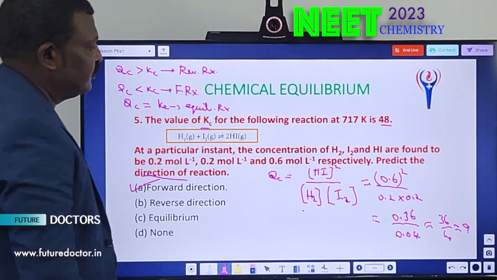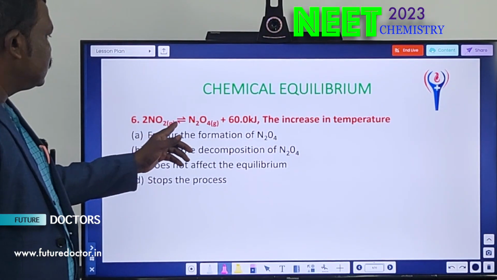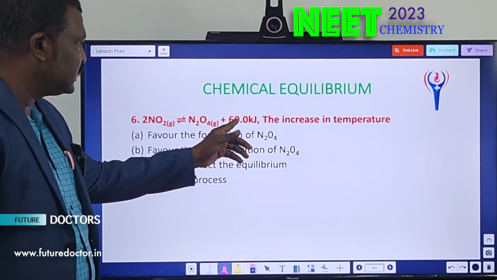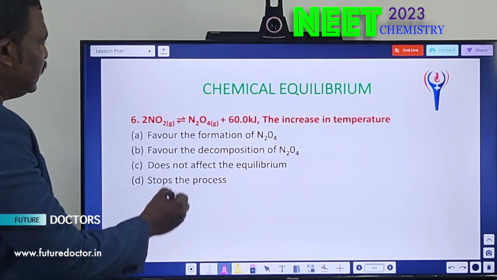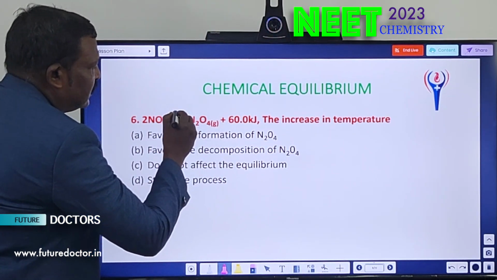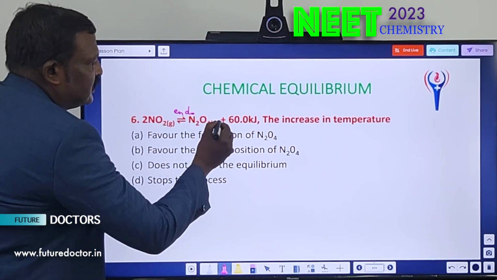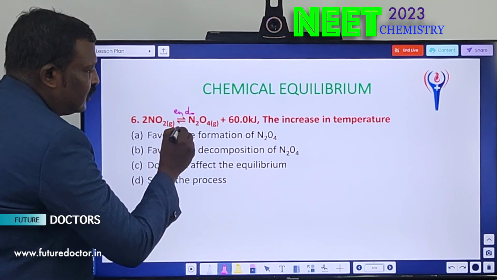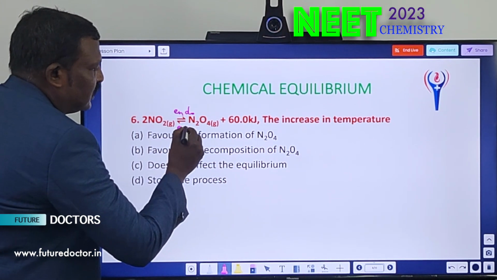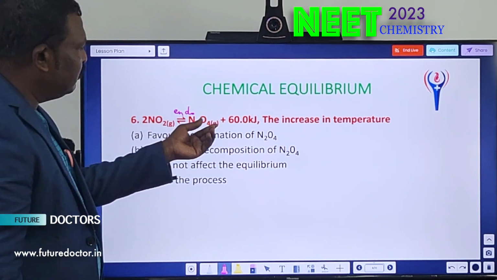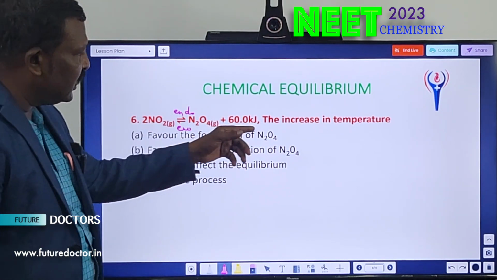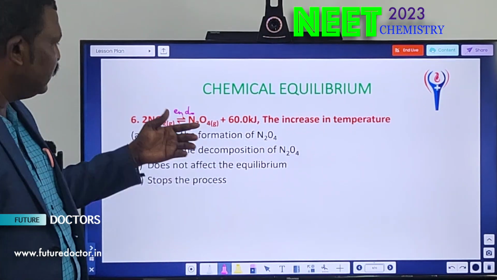Okay. Next one, the sixth one. 2NO2 gives N2O4 plus 60.0 kilojoule. Suppose if this value is positive, this is endothermic, just remember. If this value is negative, this is called exothermic. So this is exothermic here. Now this is an equilibrium, and this much heat is released. But then there is an increase in temperature. So if you increase the temperature, what happens?